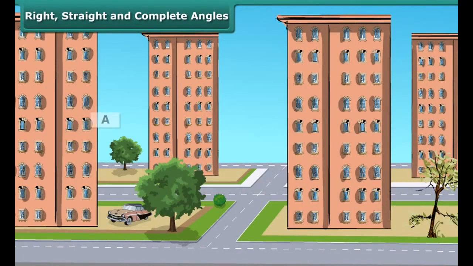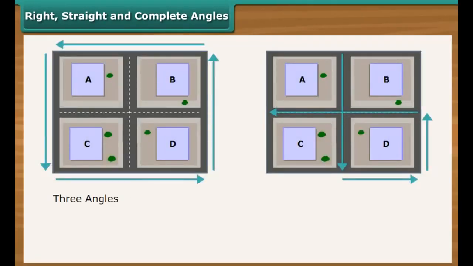There are 4 pockets A, B, C, and D in a residential locality. The 4 pockets are located like this. Rajiv lives in pocket A and is a fitness freak. Every day in the morning he jogs in and around the residential complex. Let us see the 2 different routes he takes. While jogging, Rajiv makes 3 different angles. They are right angle, straight angle, complete angle. Let us look at each angle in detail.